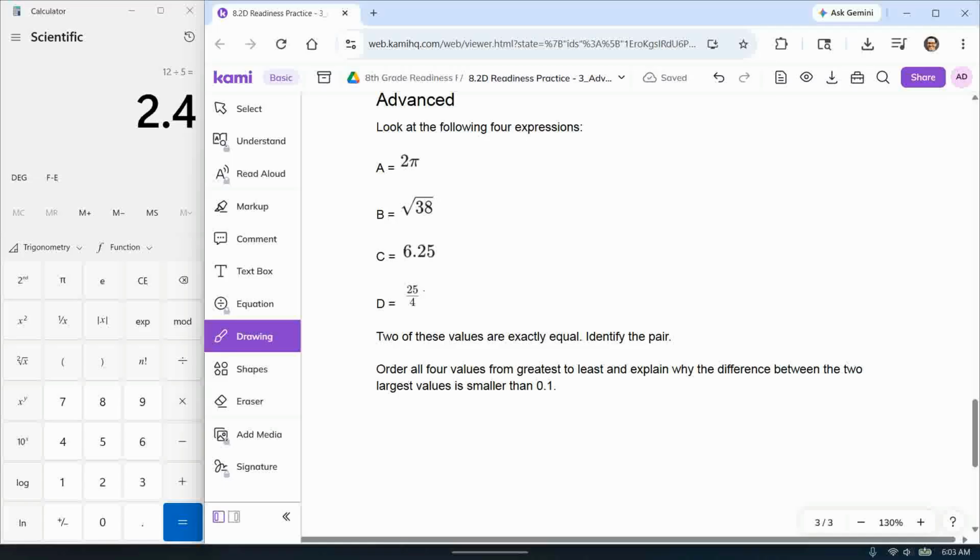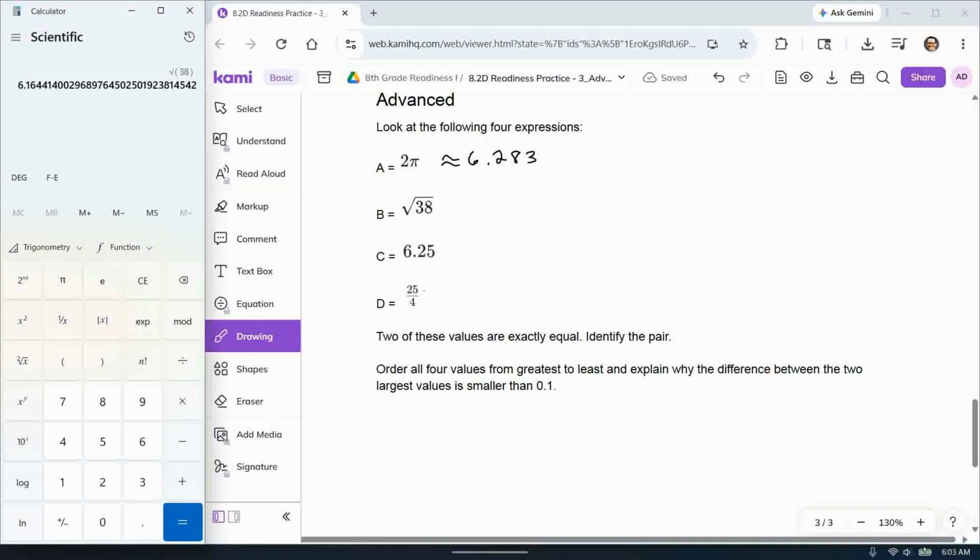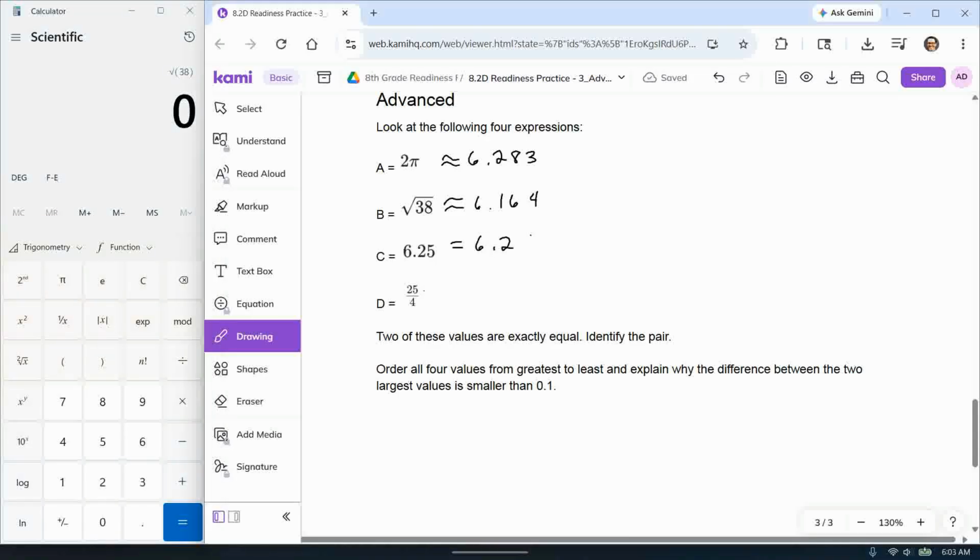All right, so this first one is pi. We're going to double it. Let's double pi. We're going to get approximately 6.283. Now, square root of 38 is approximately 6.164. It's not those two. 6.25 is 6.25. And then 24 over 5. There we go. That's the same.